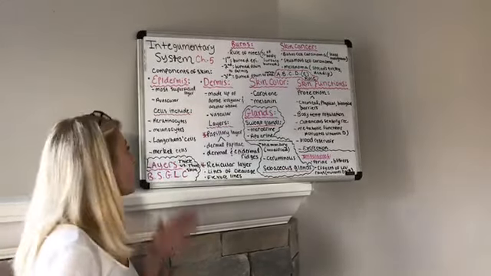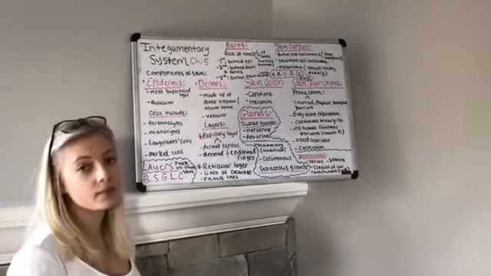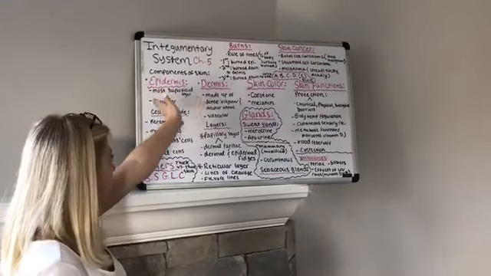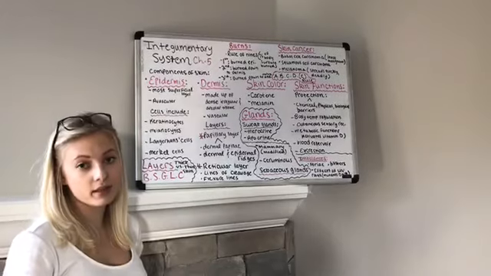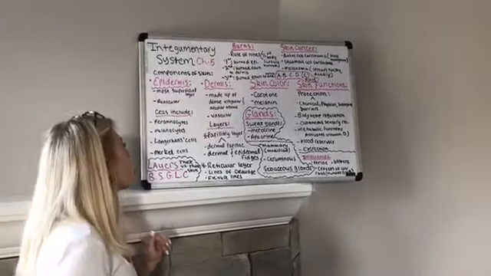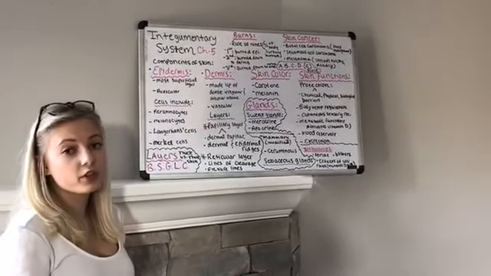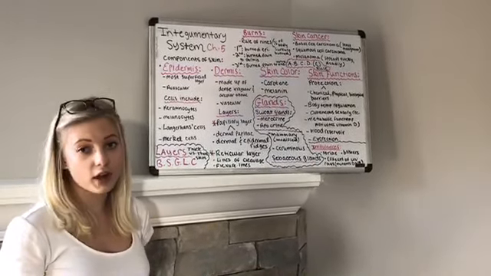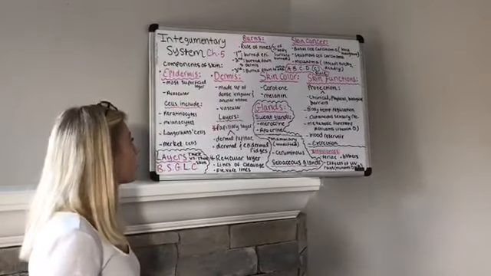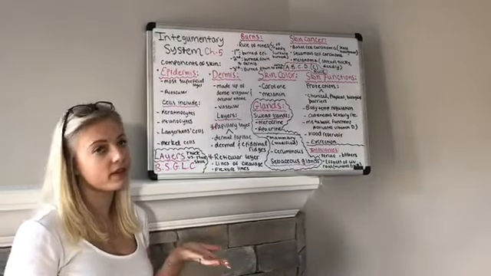To begin, we're going to talk about the major components of skin, which are the epidermis, the dermis, and the hypodermis. But to begin, I will talk about the epidermis. So the epidermis is the most superficial layer of the skin, made up of stratified squamous epithelium. It is avascular, meaning there are few to no blood vessels.